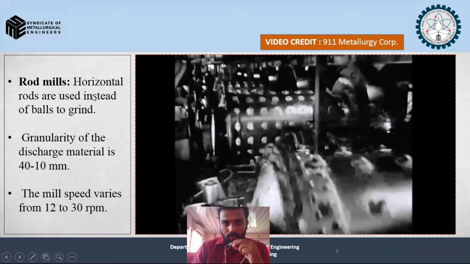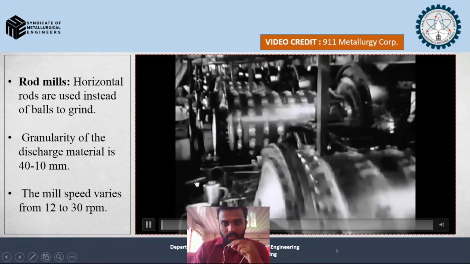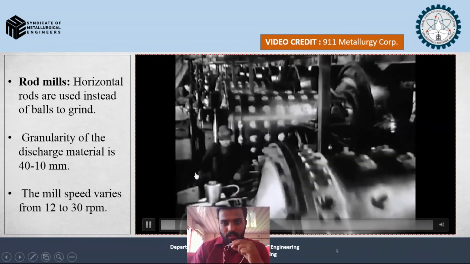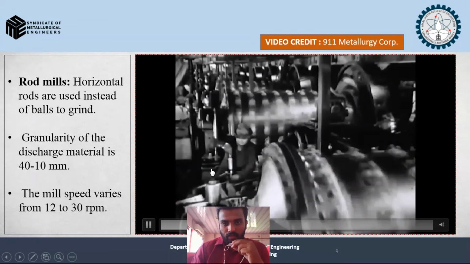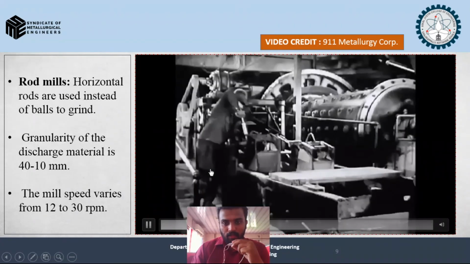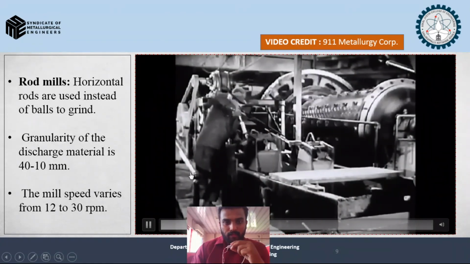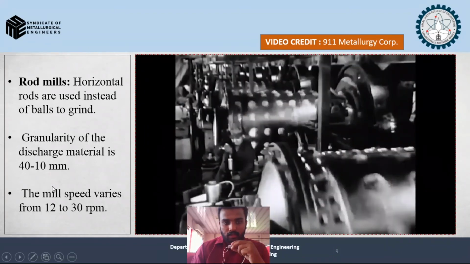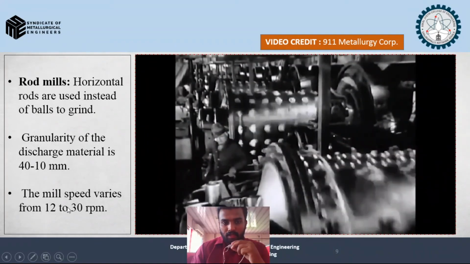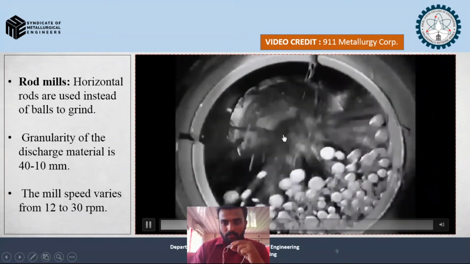So we have horizontal rods used instead of balls to grind. This has been practiced from the early ages. These machines are called rod mills. Revolving cylinders 12 feet long, 6 feet in diameter. You can watch round and round, 10 of them breaking the ore to pieces smaller than a grain of wheat.